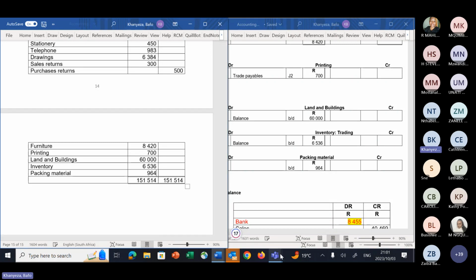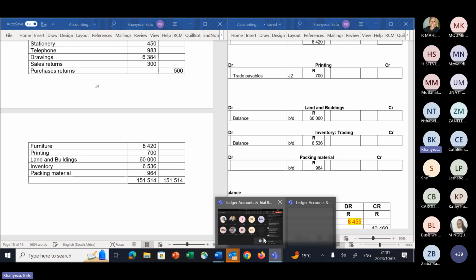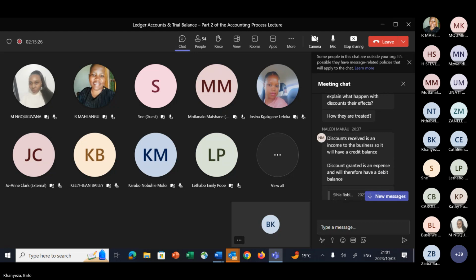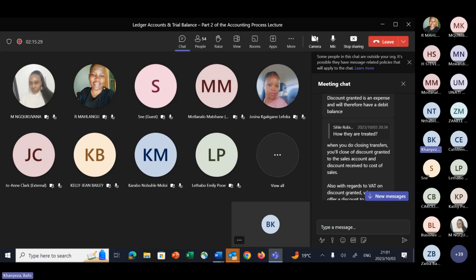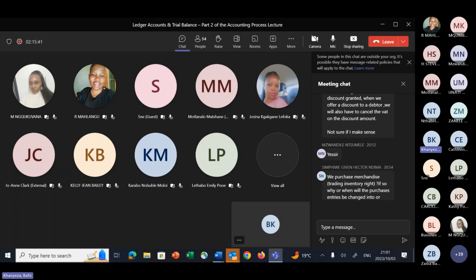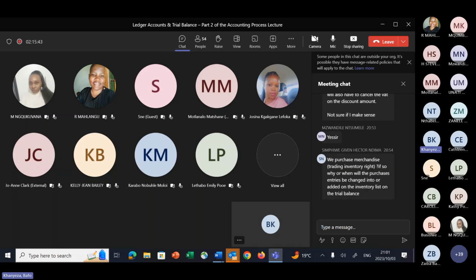Then exactly at 9 o'clock, we check if we've got questions and then we close. Yes, I like it that when you do closing transfers, you close discount granted to the sales account. Good, that's correct. If I had marks, I was going to give this person who's assisting me with answering the question, because it makes it faster for us.